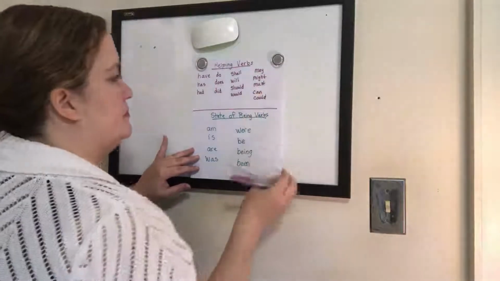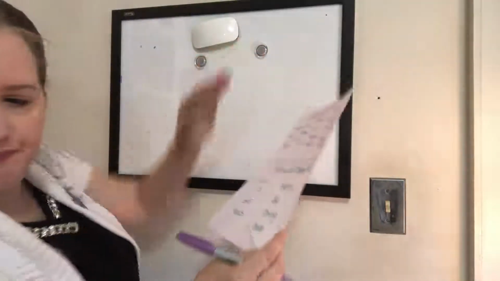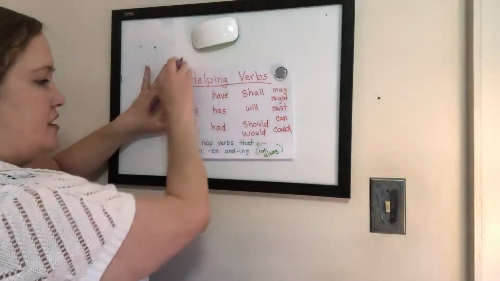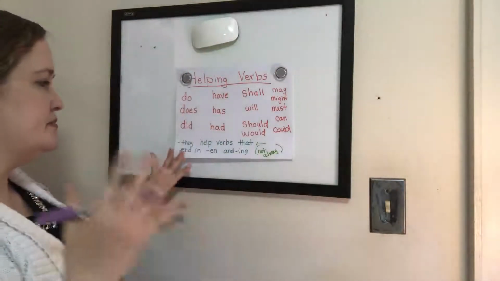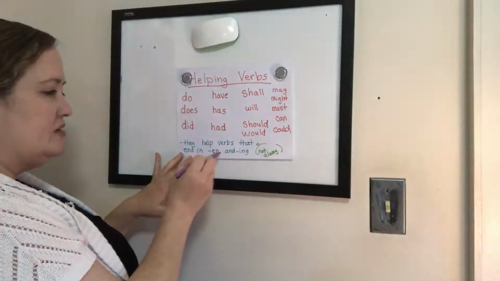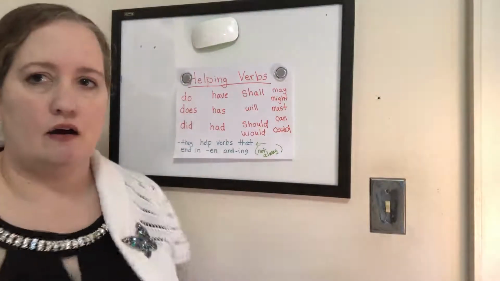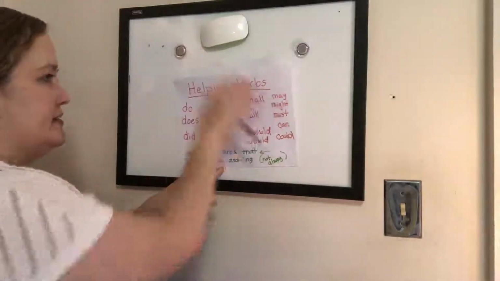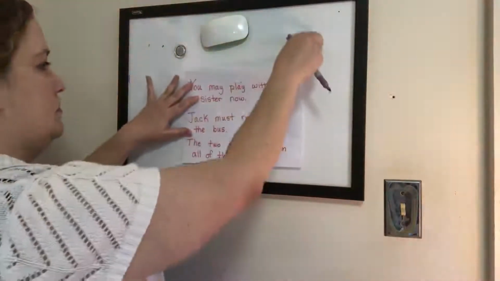I need to make that D a little bit better. So those are the helping verbs, and I have them right here too. A lot of times they help verbs, not always, they don't always help verbs like this, but sometimes they help verbs that end in en or ing. Not always, but a lot of times they do. And we are going to look at some examples of those helping verbs.